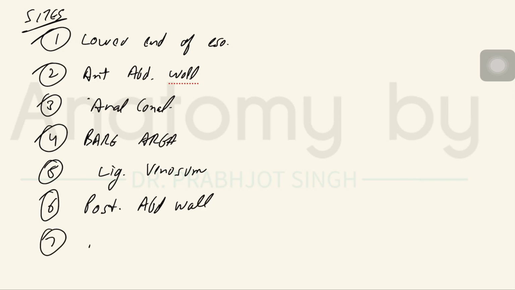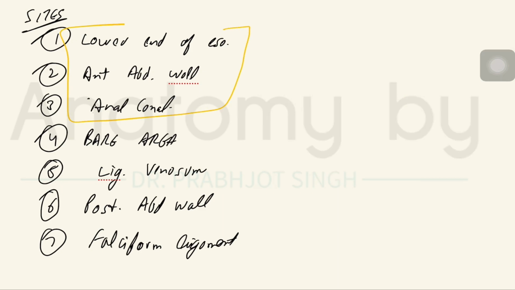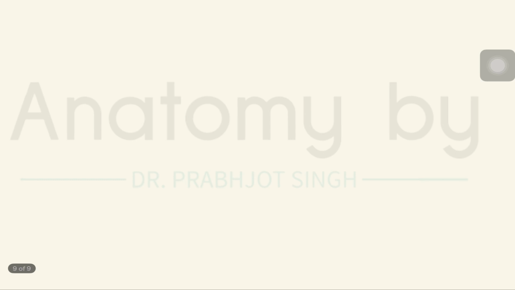The seventh is the site of the falciform ligament. So these are the certain sites. Out of these three you have to remember in any case. These are most important. Rest of them, if you can remember, it's good, but if you cannot, it's okay, no problem at all. So now let us study these with the help of a diagram.